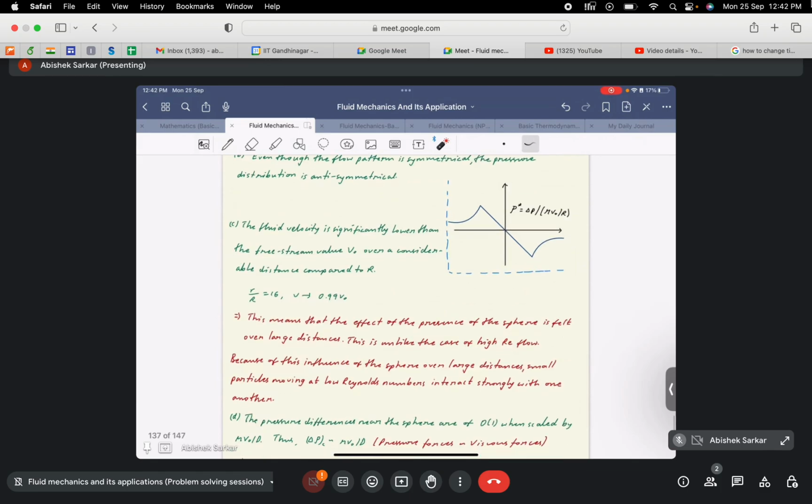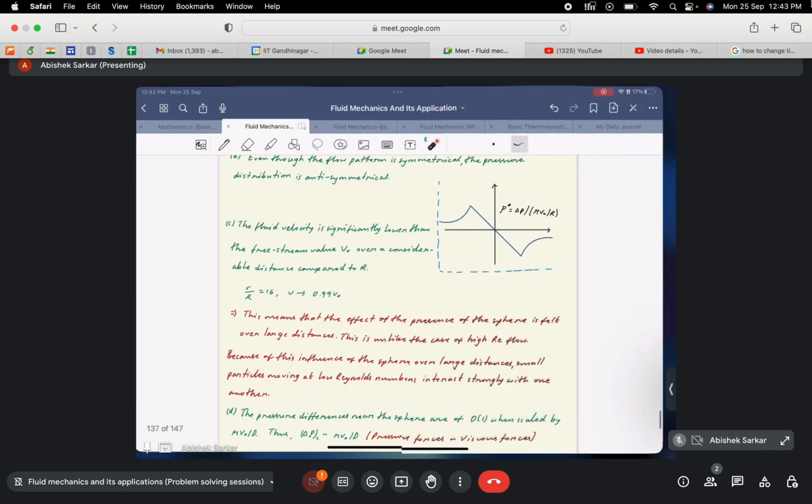Okay. The fluid velocity is significantly lower than the free stream velocity value V0 over a considerable distance compared to R. And also, as told in the lectures, V approaches 99% of the free stream velocity only when the distance is 16 times the radius of the cylinder. Okay, so if this is R, and we go 16 times this distance in the flow field, only then will we reach a point where the velocity is 99% of the incoming velocity field.